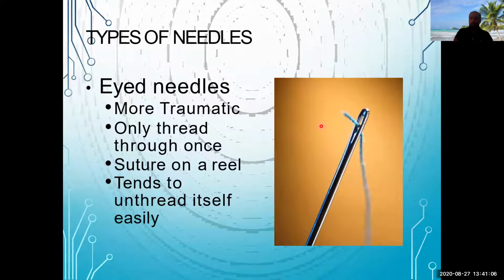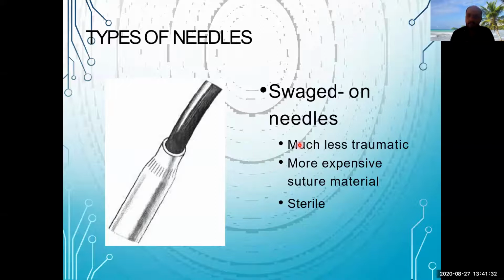Previously we used to use our hands for various kinds of straight needles, and then we have an eye proximally, and through that eye we have to tie the knot. So this end becomes a little bit larger, and this causes a little bit of trauma to the part of the needle. That's why this is traumatic. One thread only goes through one suture, and it can unthread itself easily. And this is the atraumatic needle.